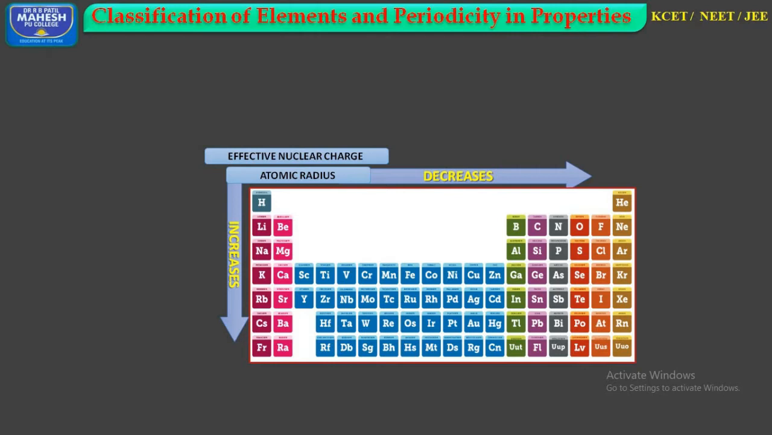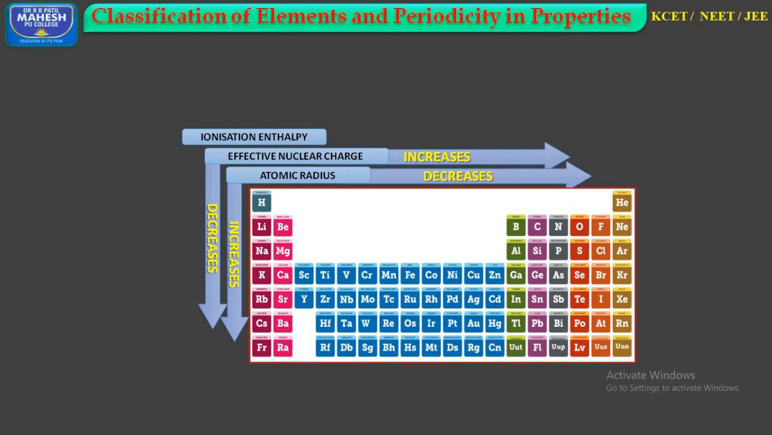The effective nuclear charge across the period increases, that is, the hold of the nucleus on the valence shell electrons increases if we move from left to right of the modern periodic table, whereas down the group, students, effective nuclear charge decreases as the size is increasing.